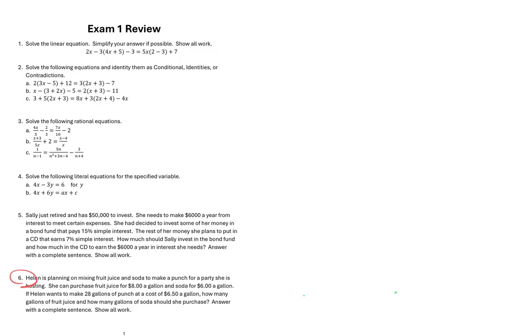Okay, so I know that the amount of fruit juice plus the amount of soda being put into this punch should equal 28 gallons. So maybe let's let X equal gallons of fruit juice.